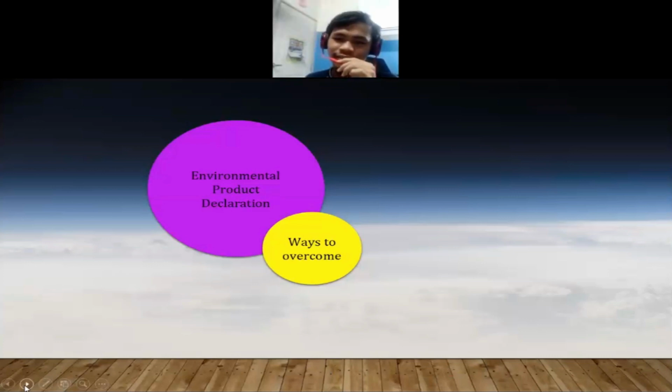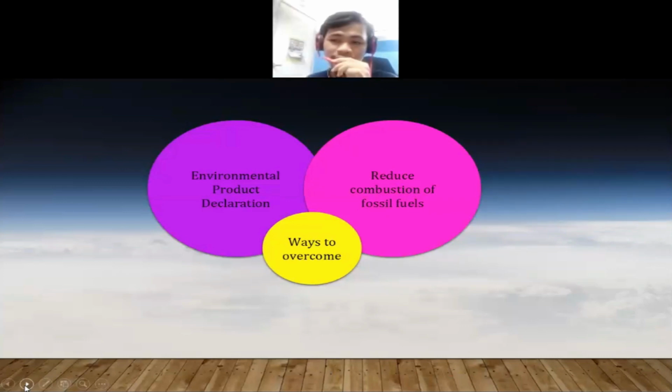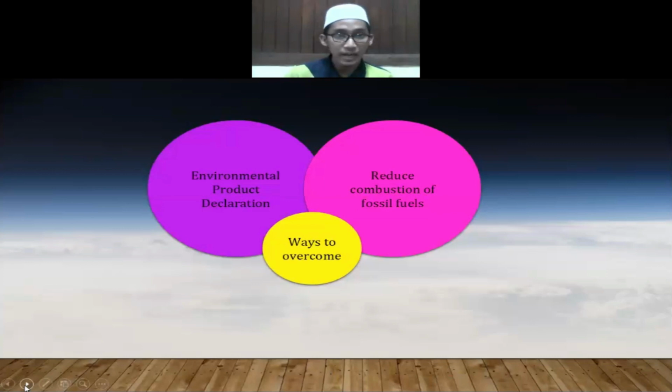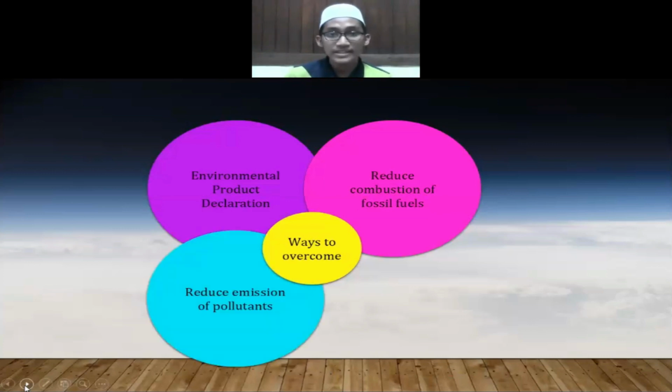Me. Okay. I think that reducing combustion of fossil fuels can absolutely overcome this pollution. But how? I think people should use public transport instead of their own private transport. Do you agree with me, Mr. Fairuz? Yes, I agree with you. And I want to add some more, which is we can reduce the emission of pollutants by using filters at the chimney and at the exhaust of the car to reduce the emission of harmful pollutants. So what do you say, Mr. Masafi?